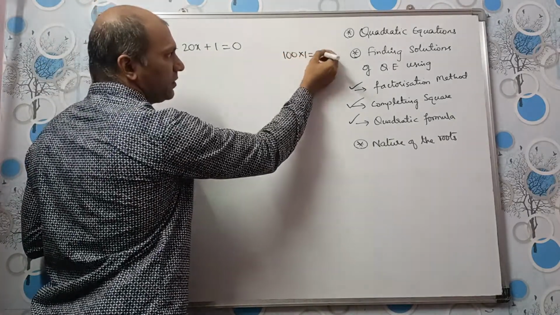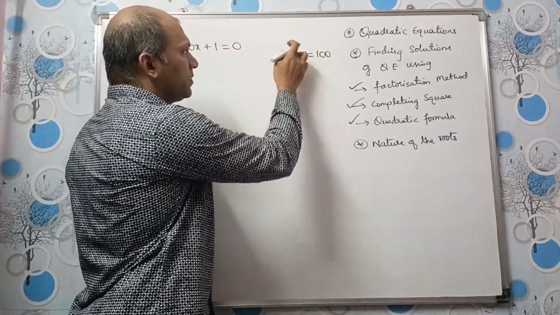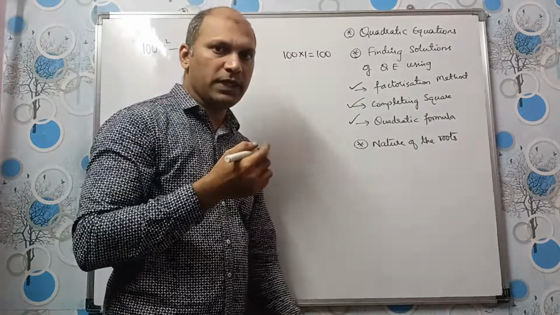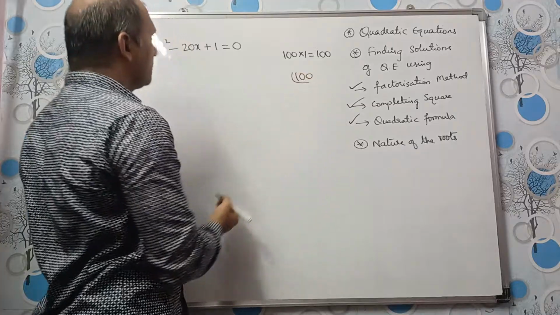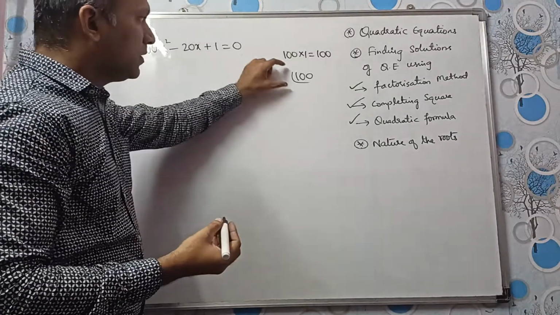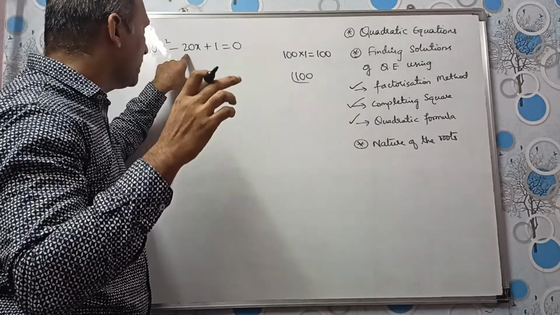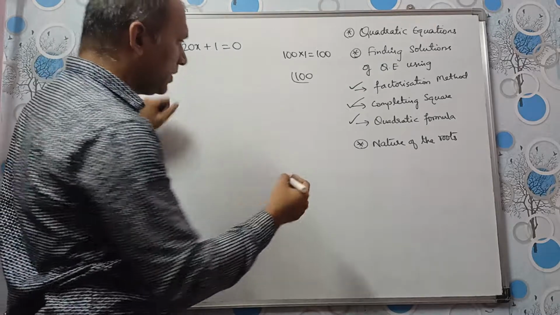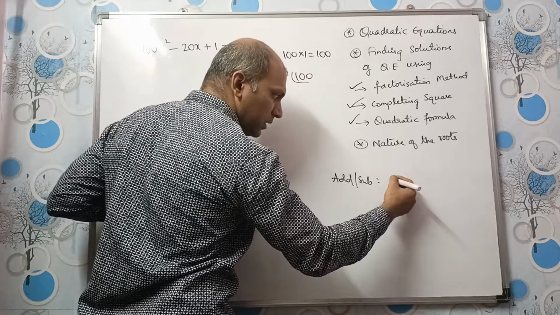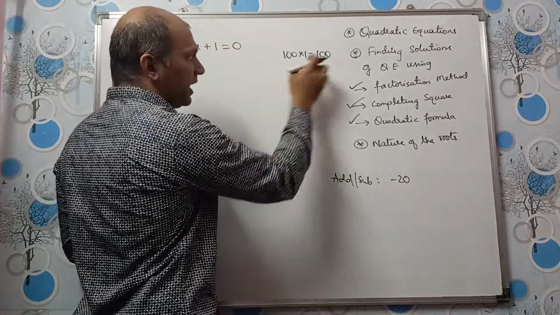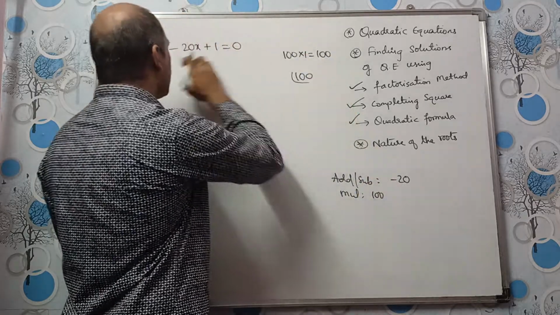100 should be multiplied with a constant number. 100 into 1 is 100. We need to find the factors of 100. Now, factors of 100 are many, right? So let us find prime factors and check whether we get the answer or not. The addition or subtraction of the two factors should be minus 20, the middle term, and the multiplication should be equal to 100 times 1.